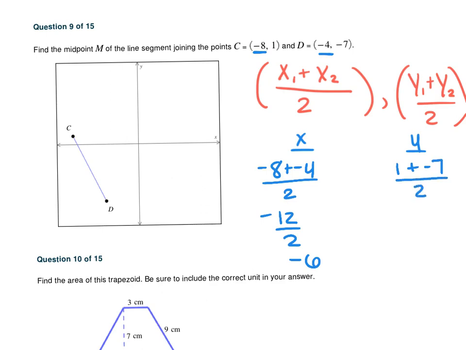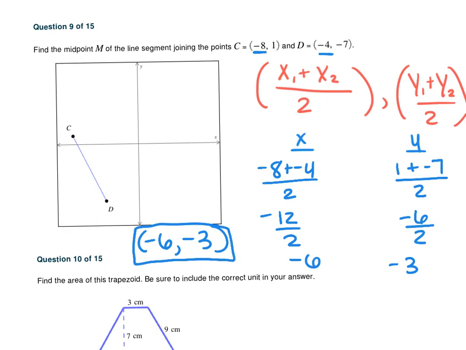Divided that by 2 again because we're finding halfway. 1 plus -7 is -6 over 2. And then half of -6 is -3. So my ordered pair is -6 comma -3. That is my final answer.